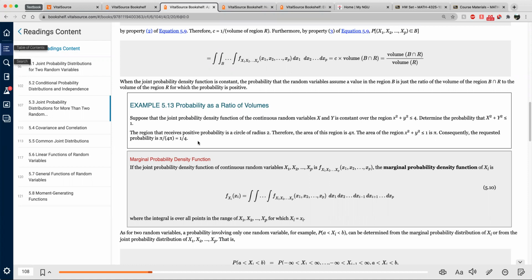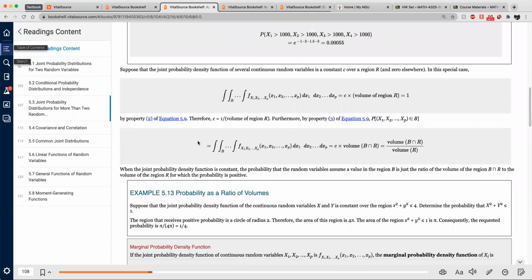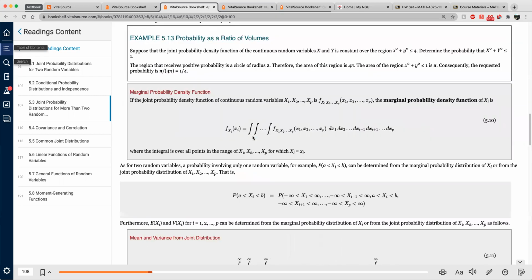So this is really a good, useful trick. You don't have to evaluate integrals. As long as the joint PDF is defined by a constant, you don't have to evaluate the integral. Now let's see the marginal probability.